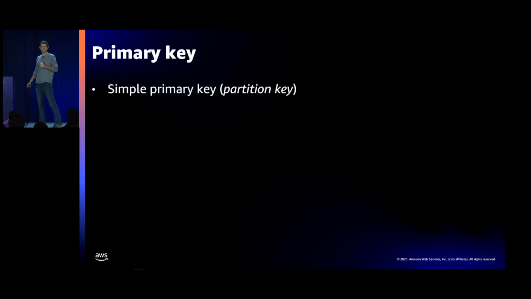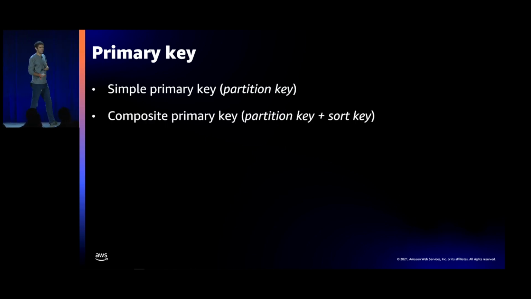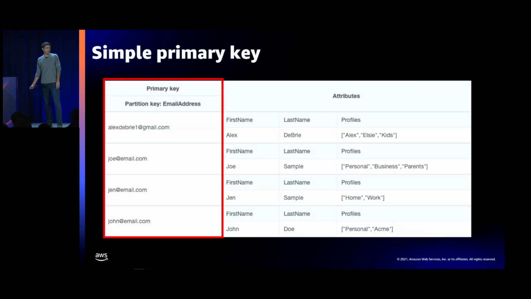So the first one's called a simple primary key. It just has one element, a partition key. And the second one is what's called a composite primary key. This has 2 elements, a partition key, but also a sort key.